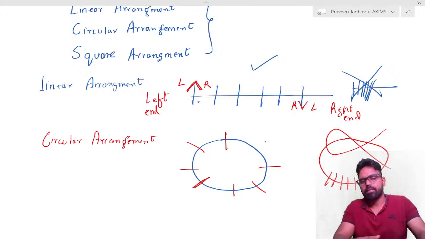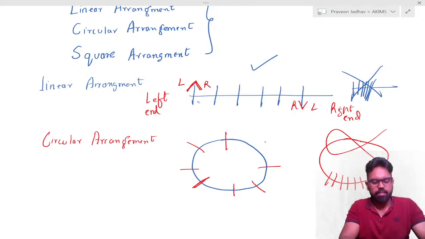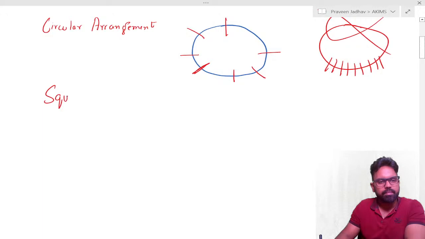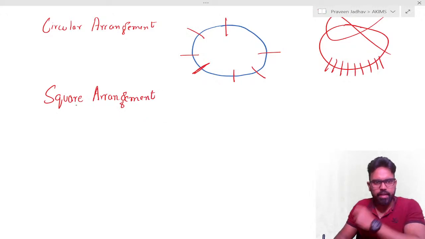Are you getting it right, everyone? Yeah. Next, can we move ahead? Square arrangement. Now, when it comes to square arrangement, guys, listen to me carefully.